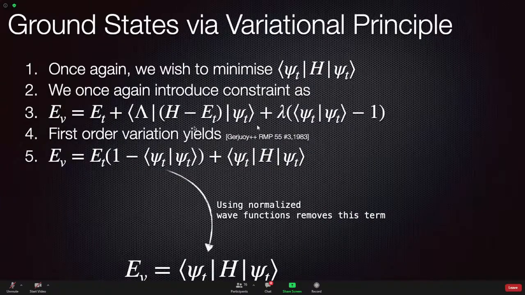I want to solve the Schrodinger equation, the time-independent Schrodinger equation. I want the wave functions to be normalized. Whilst both of these things are happening, I want the energy to be as small as possible. This is the minimization program that you can restate in this way.